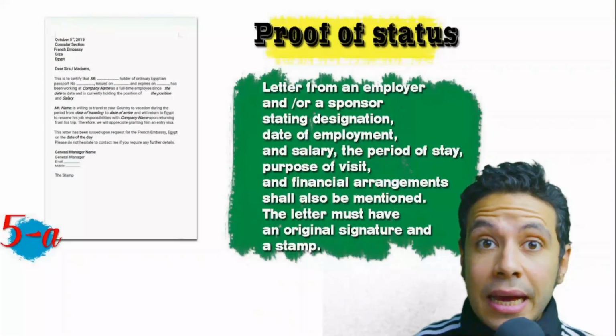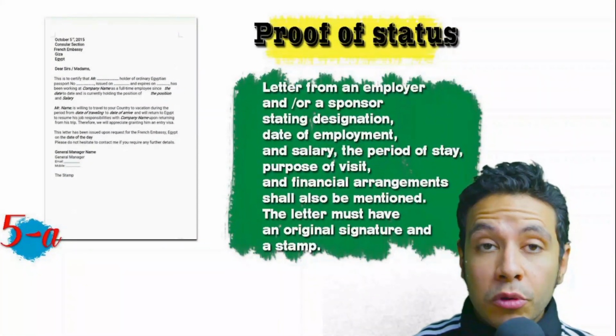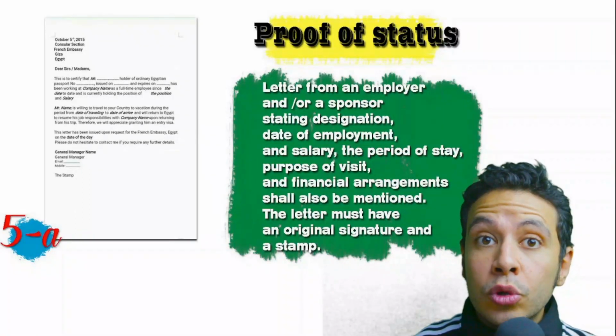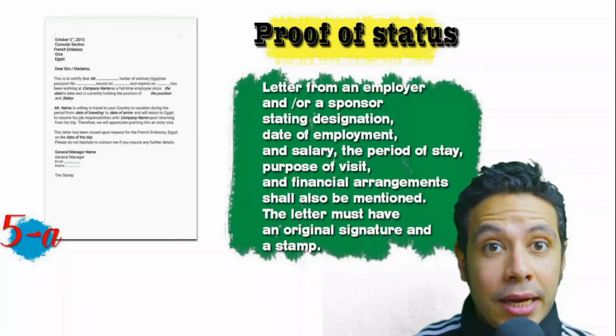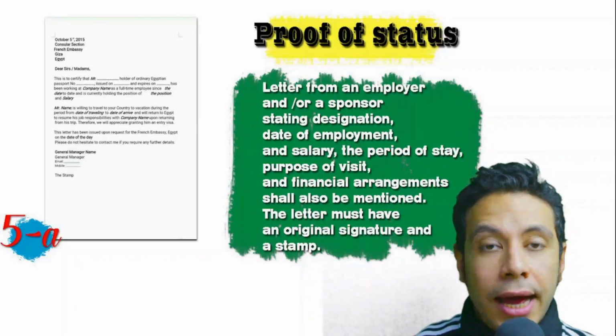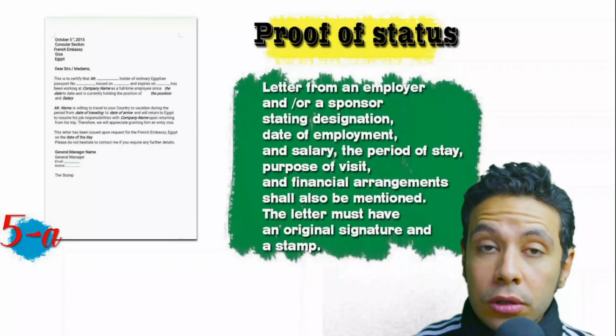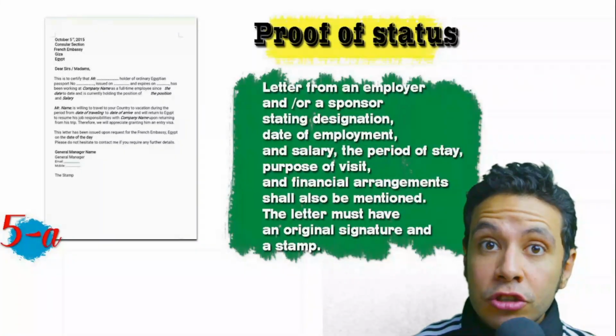In most visa application processes you will be required to provide a proof of status. For example, if you are an employee, you will have to provide a letter from your employer or from your HR department mentioning your name, your work details, and your salary. Both address and contact numbers should also be mentioned in that letter. And all letters must have an original signature and a stamp.